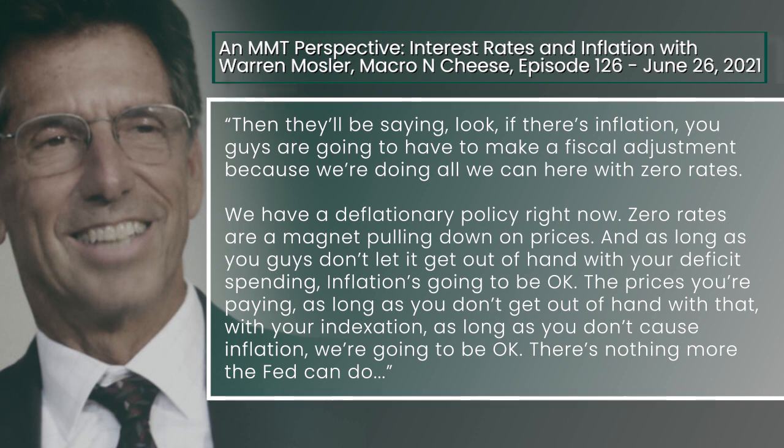We have a deflationary policy right now. Zero rates are a magnet pulling down on prices. And as long as you guys don't let it get out of hand with your deficit spending, inflation is going to be okay. The prices you're paying, as long as you don't get out of hand with that, with your indexation, as long as you don't cause inflation, we're going to be okay. There's nothing more the Fed can do on that extent.